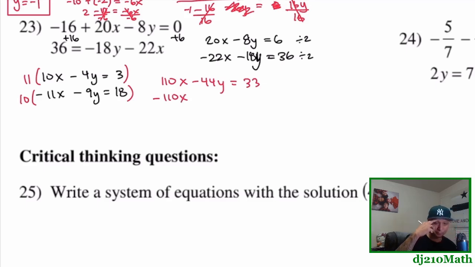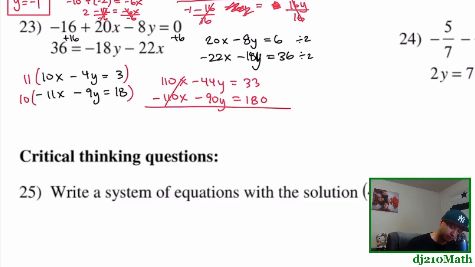Right, that's the move that I foresaw. Minus 90y equals 180. Right, I don't mind multiplying by 10 in a pinch. So when I add these up, the x's cancel. That's what I wanted to happen. This is going to be negative 134y. And this is going to be, so 3, 8, 9, 10, 11. Carry the 1. 2, 13.